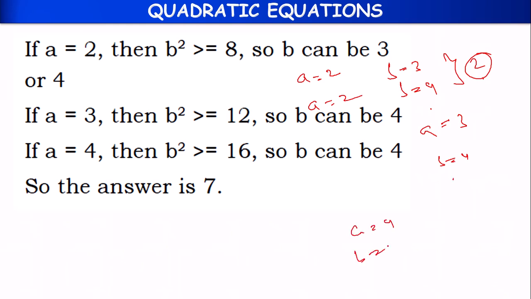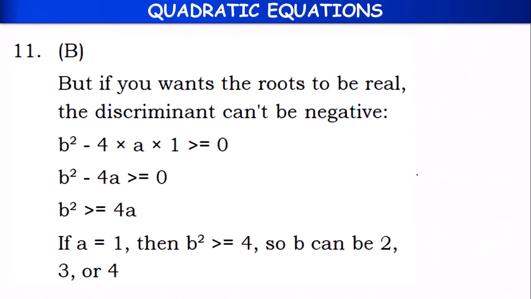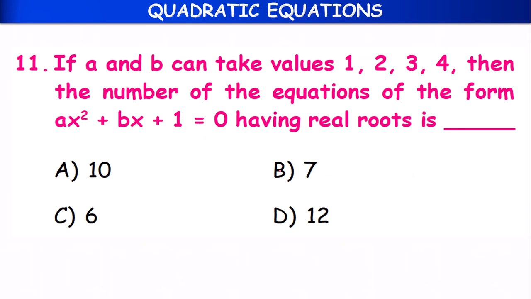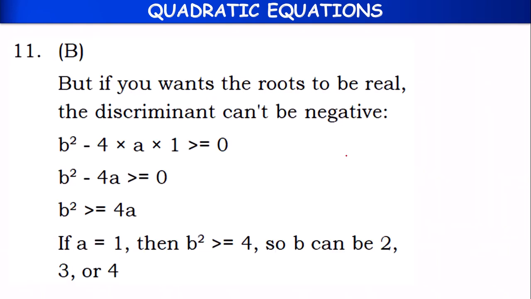When A equal to 4, B equal to 4. Here 1 equation, here 1 equation. So altogether 1, 2, 4, 3, 7. 7 equations are possible. In all those 7 cases, we will get the real roots.